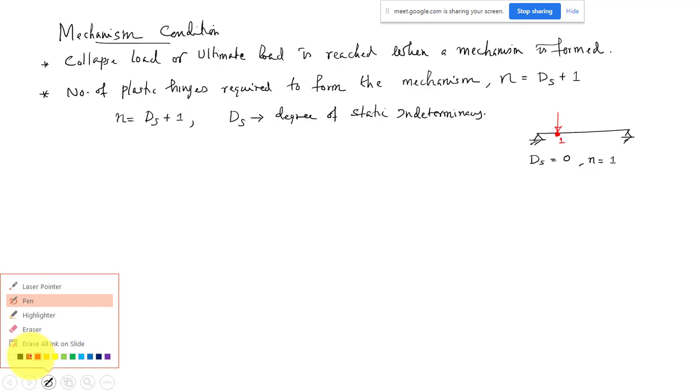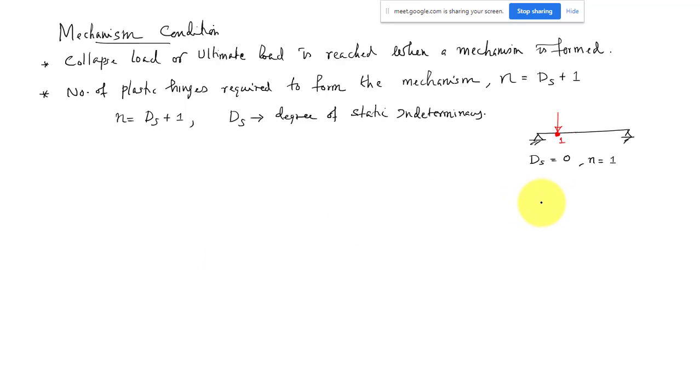So for one more example, I'll give you a fixed beam, which I was discussing in the previous slide. So I have a fixed beam with some loading, let us say UDL. Here the static indeterminacy is 2. So the number of plastic hinges is ds plus 1, that is 3. Where the plastic hinges will form, we will discuss in the coming slide.